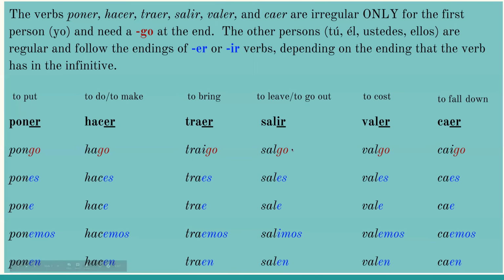Salir. Salgo, sales, sale, salimos, salen. Valer. Valgo, vales, vale, valemos, valen. Caer, caigo, caes, cae, caemos, caen.